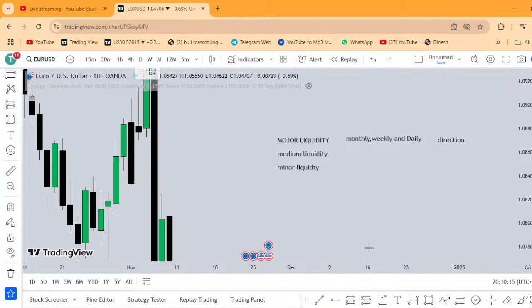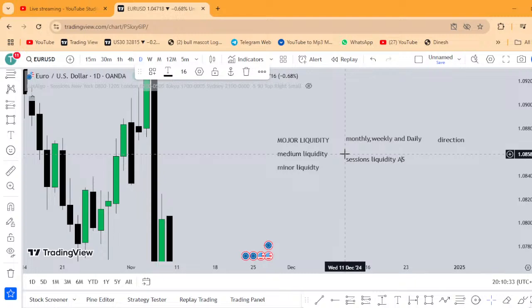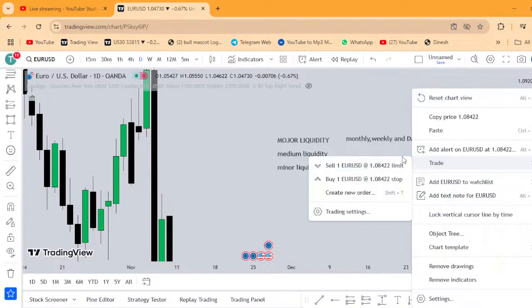The next liquidity pool is the medium liquidity. This liquidity comprises sessions. Under session liquidity, we are talking about the Asian session, the London session, and then the New York session. So the medium liquidity comprises the Asian, London, and New York sessions. Where do we find the liquidity of these sessions? We find it on the highs and lows of the sessions themselves.